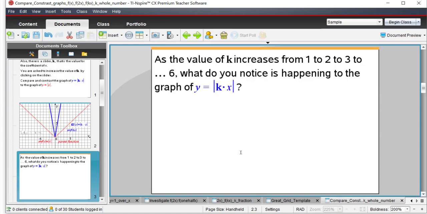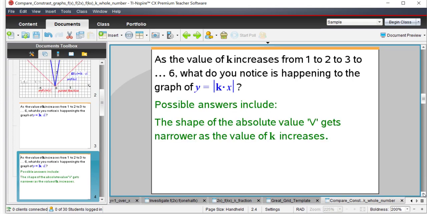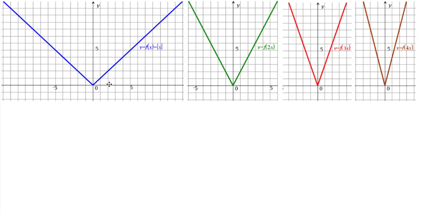As the value of k increased, what did you notice happening to the graph? Press pause as needed. One possible answer is the shape of the absolute value V gets narrower as the value of k increases. Let's go ahead and look at the graphs side by side. Here is a graph of y equals absolute x, absolute 2x, 3x, and 4x.